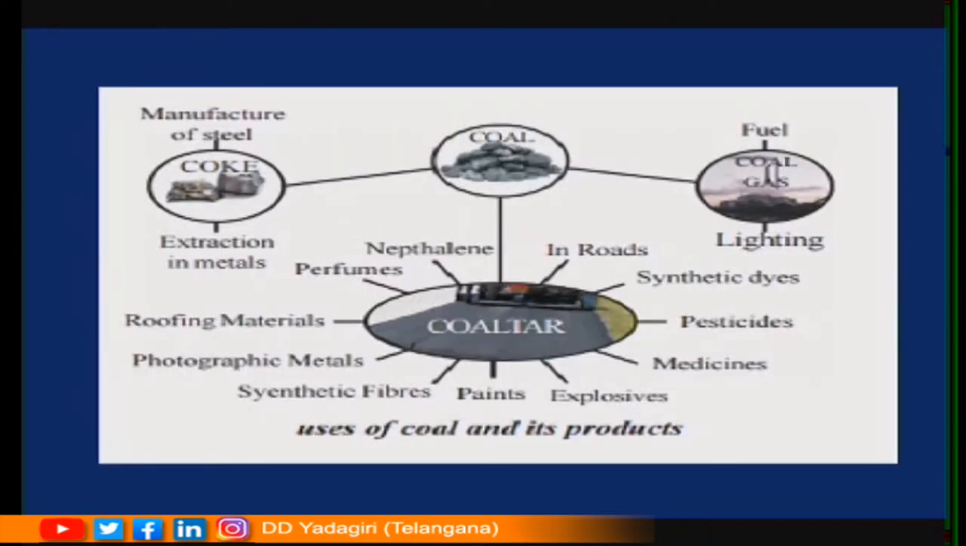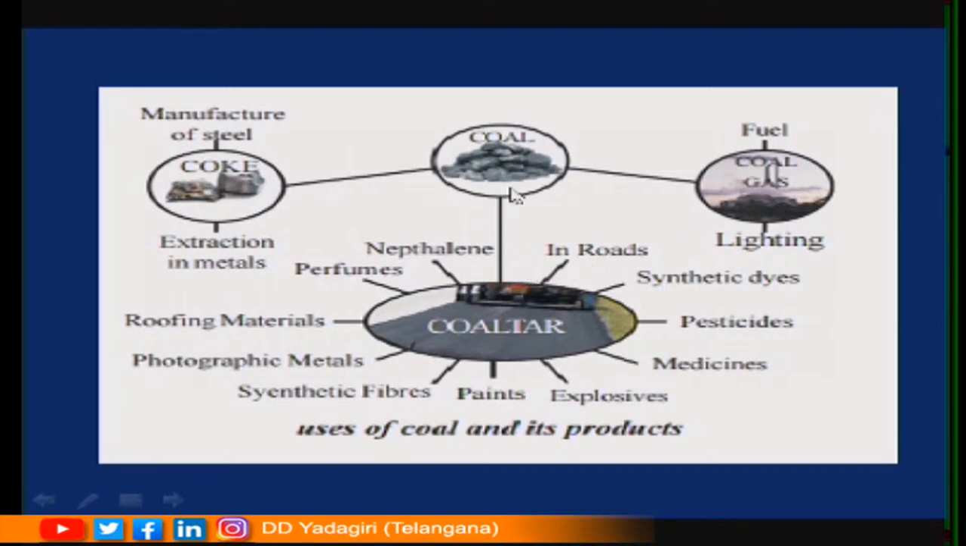Now, children, look at this one. Here in the middle, we have coal. Whenever coal is processed in industry, that is destructive distillation, heating the coal in the absence of air, we get three materials we learnt so far: coke, coal tar and coal gas. What is the use of coke? It is used in the iron and steel industry, in the extraction of metals. What is the use of coal gas? It is a fuel gas used for lighting and heating.